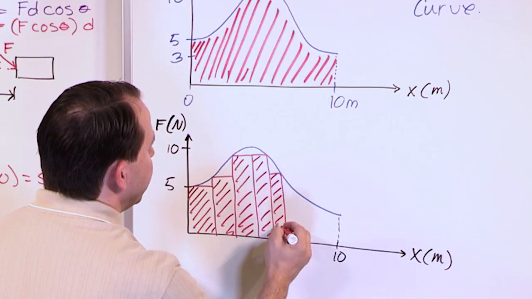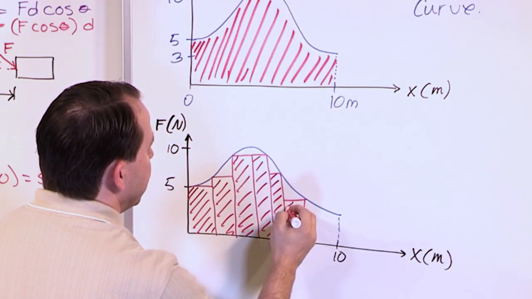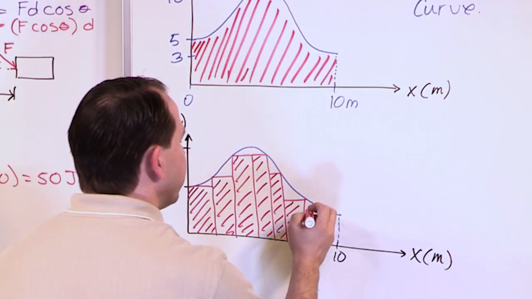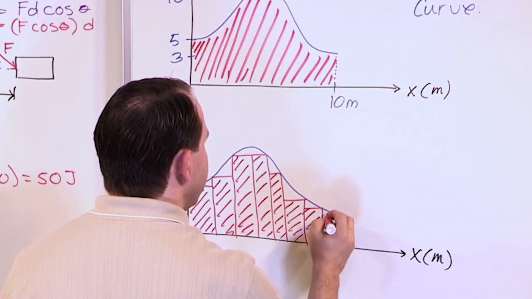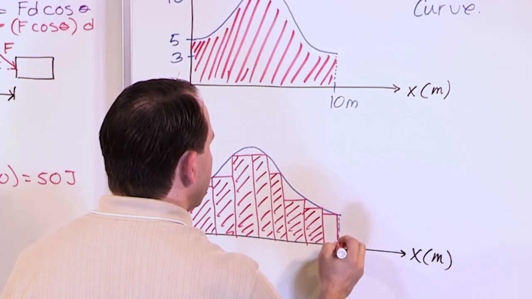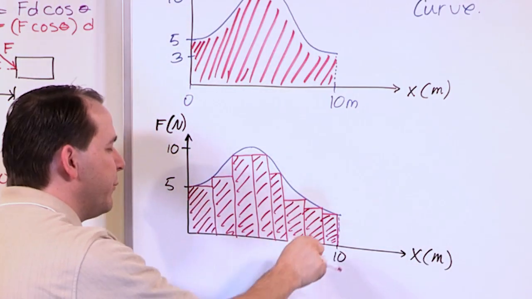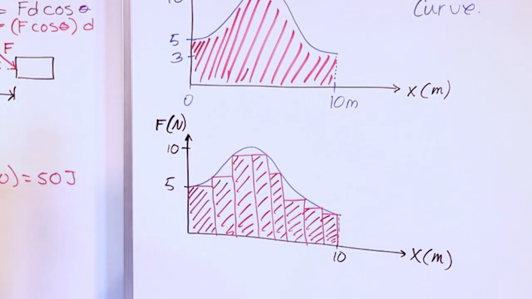And these rectangles are supposed to be equal widths, but for the sake of the drawing, it doesn't really matter. So we could do another rectangle like this, and then the final rectangle will be like this. So you see, by drawing lots of skyscrapers that just go up and touch the curve, we can get a pretty good approximation of it.